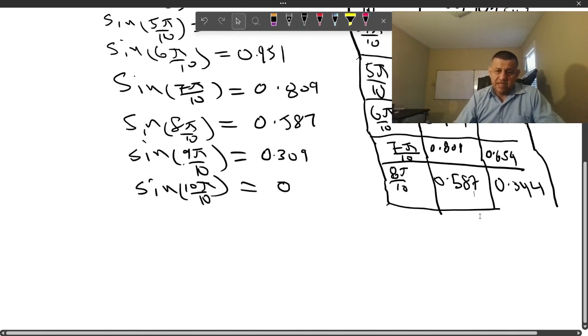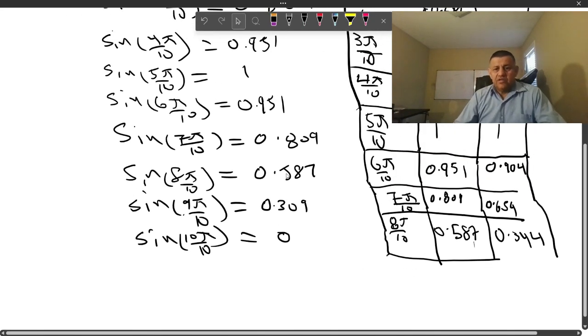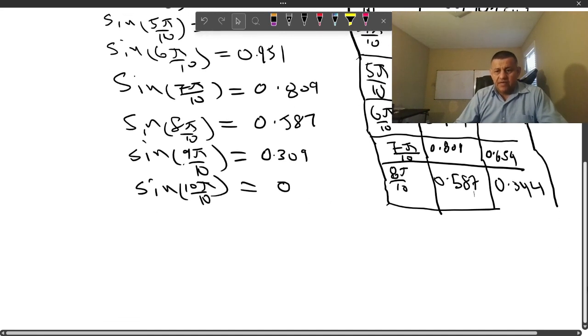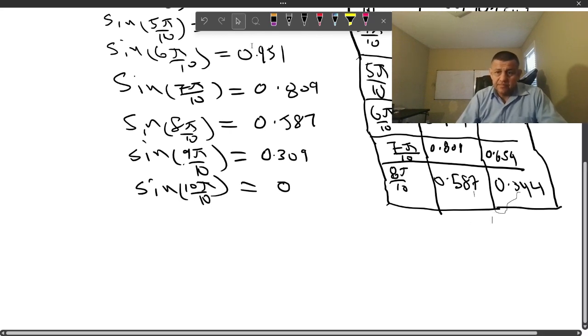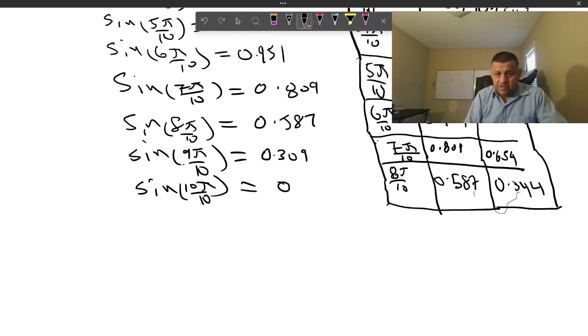Okay, so it's getting close, right? You have a feeling that what is going to happen here is that we're going to the other side of the graph. So now we do 9 pi over 10, which is that value right there that we got.